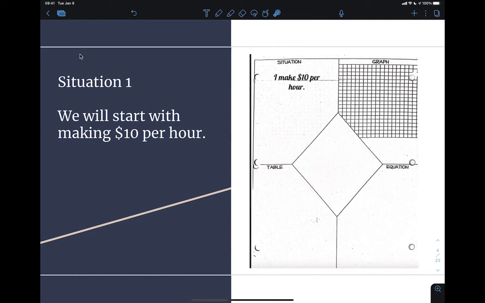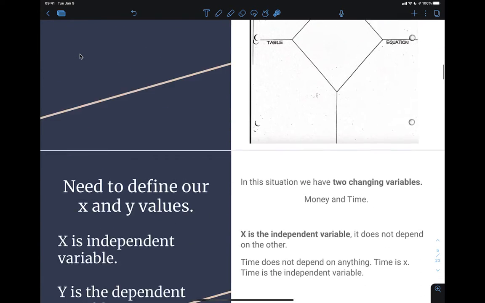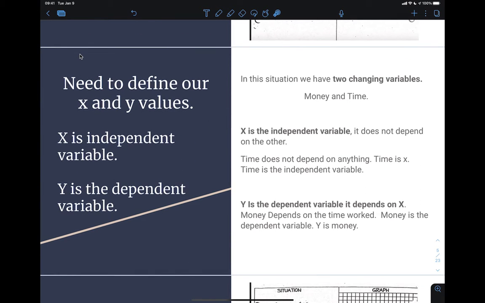All right, the first situation that we are starting with is making $10 per hour. That's pretty much it. Please write that down. Make $10 per hour. Okay. Well, first thing that we should do is think about what's changing. We see that we have money changing and time changing. So with these 2 changing variables, we need to decide which one will be x, the independent variable, and which one will be y, the dependent variable.